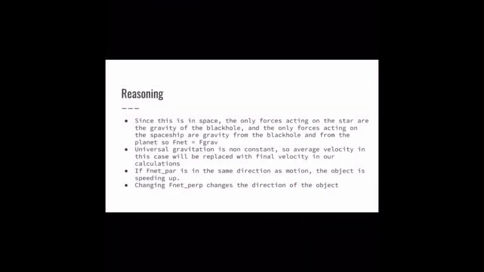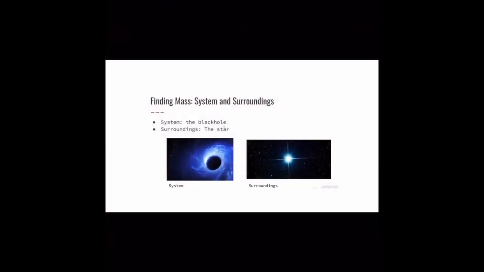So here's some reasoning to back up some of my choices in terms of the fundamental laws that I'm using. Since this is in space, the only force acting on the star is the gravity of the black hole, and the only forces acting on the spaceship are gravity from the black hole and from the planet. So F net equals gravity. Universal gravitation is non-constant, so average velocity in this case will be replaced by the final velocity in our kinematic equations. F net parallel is in the same direction as motion, so the object is speeding up, and F net perpendicular changes the direction of the object. In this scenario the system is our black hole, and the surroundings are the star.